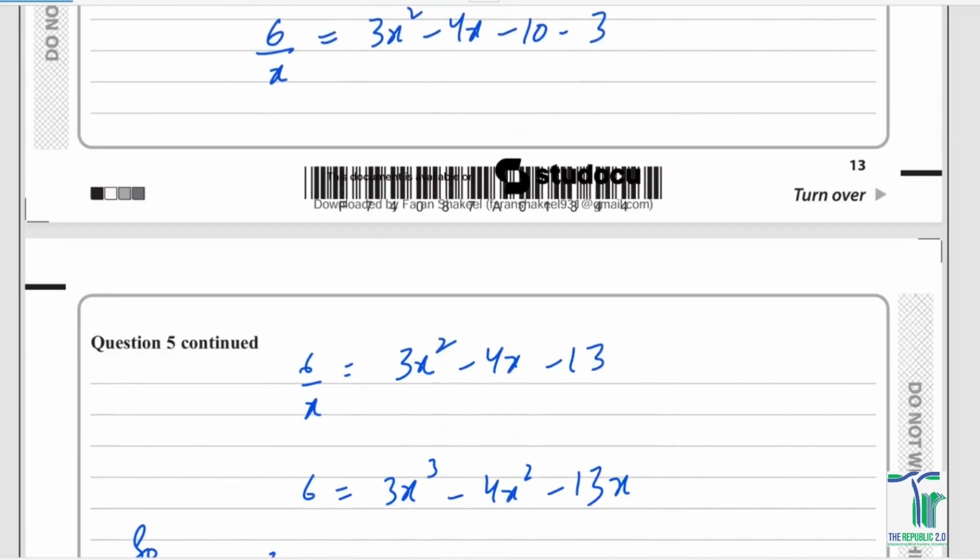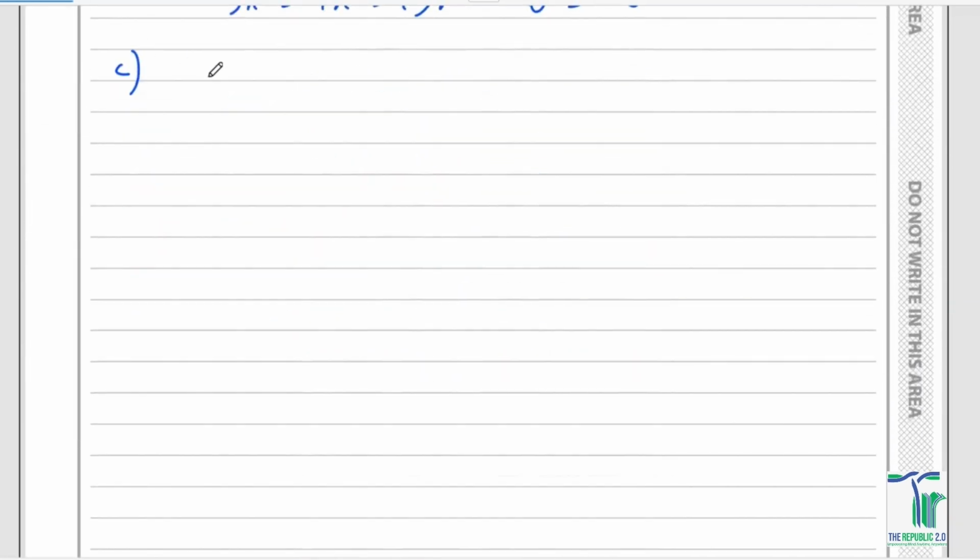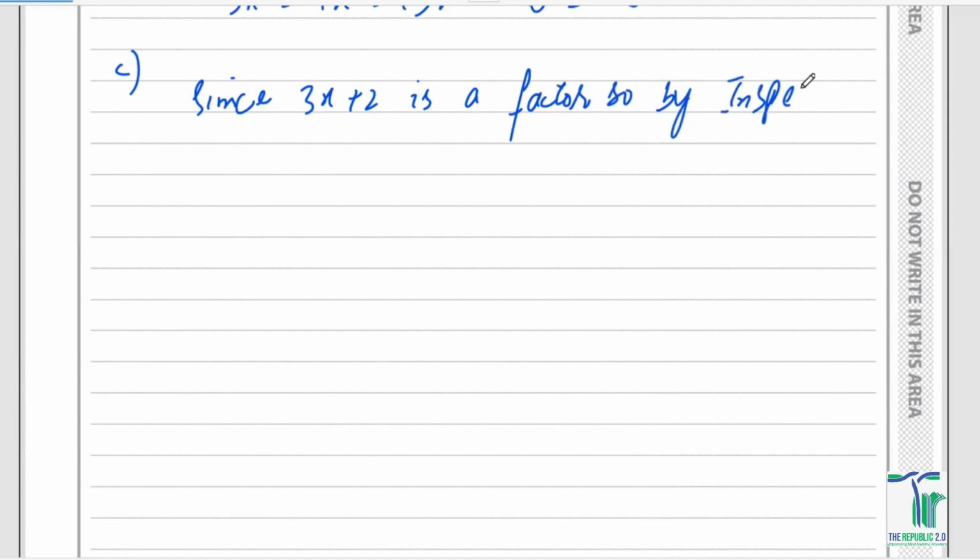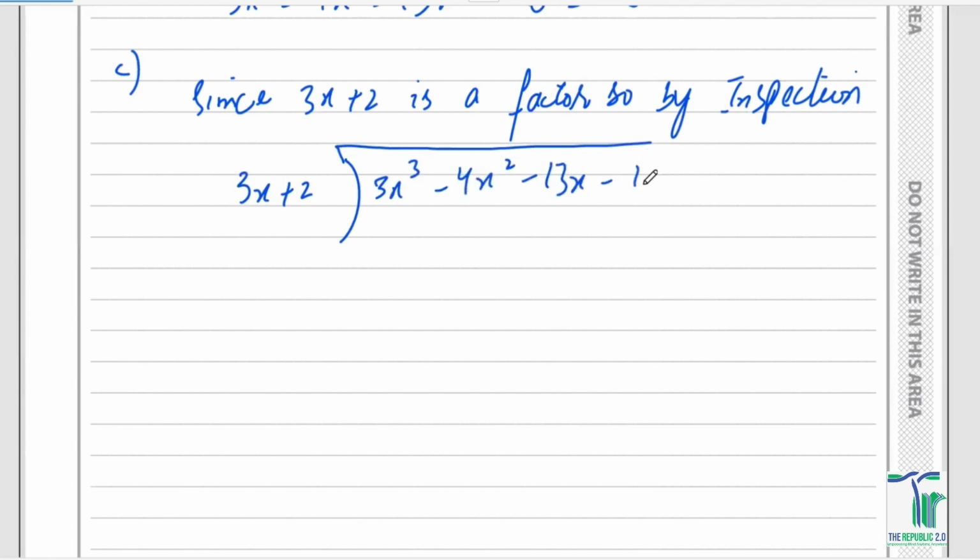So for the C part, I'm just going to write that since 3x plus 2 is a factor, by inspection, if I do the inspection of the other terms, I would have 3x plus 2 over here, and I'm just going to divide it into the expression that has been given, and that is 3x cubed minus 4x squared minus 13x minus 6.